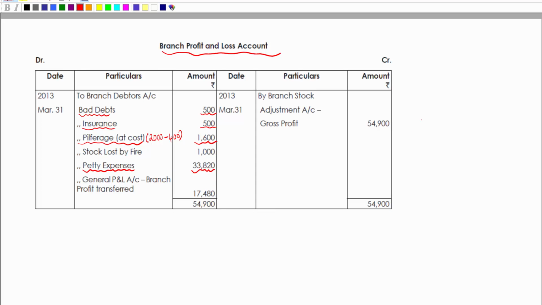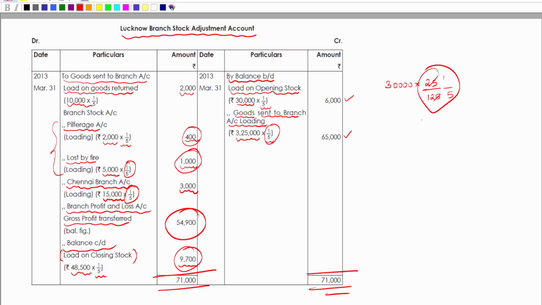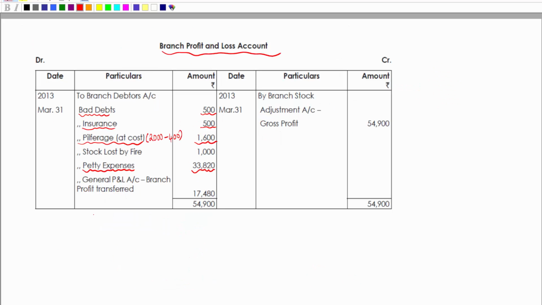So what is the account still pending? It is only branch P&L account, and in branch stock adjustment account we have to transfer this 54,900 to branch P&L. The entry is branch stock adjustment account debit to branch P&L. It means in branch stock adjustment, we have to write over here 54,900 to branch P&L. So 54,900 on credit appears to be the highest value, so we'll write it on both sides, 54,900.